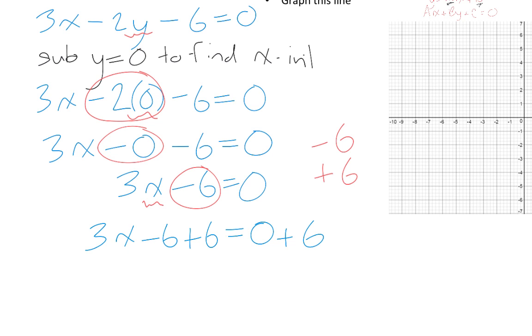Simplify some of these numbers. Negative 6 plus 6, that's equal to 0. And 0 plus 6 is just 6. So let's clean that up into 3x equals 6.